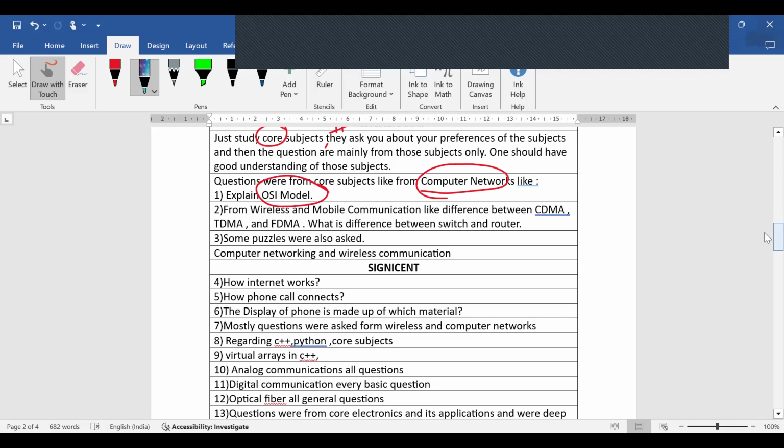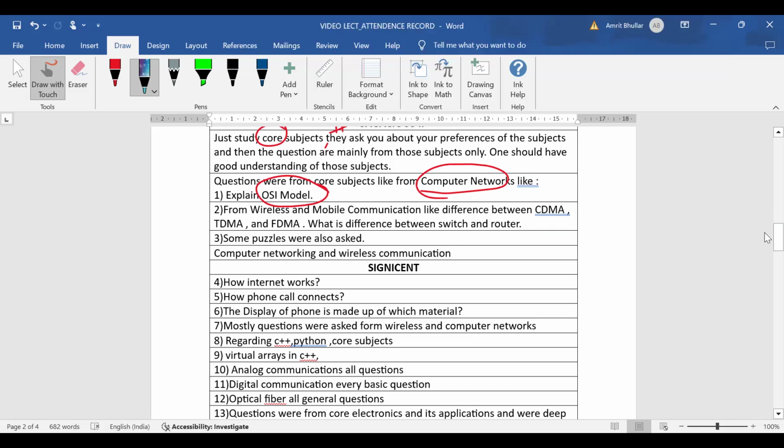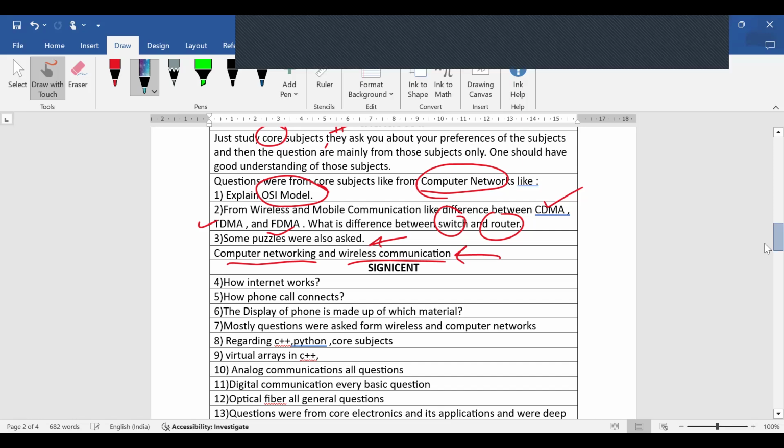Then from wireless and mobile communication networks, they always ask questions like, what is the difference between CDMA, TDMA, FDMA? What is the difference between a switch and a router? Some puzzles are also asked by this company. So computer networking and wireless communication are the main ones on which you should put more effort to learn.